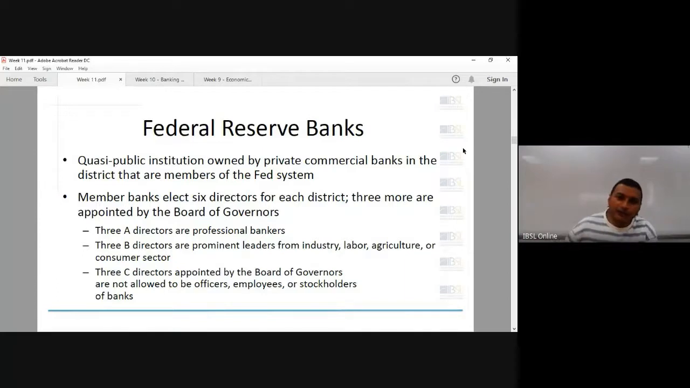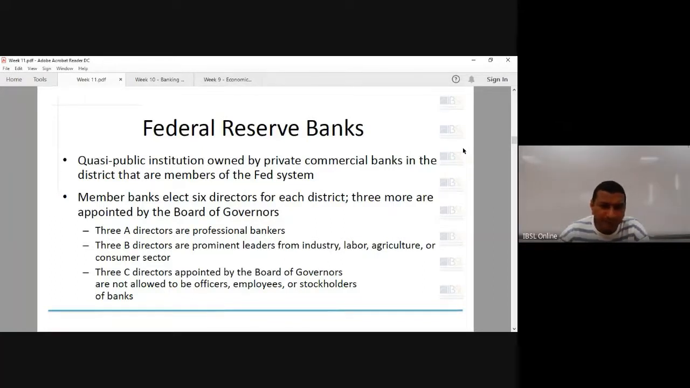Okay. And you see it's owned by private commercial banks in the district that are members of the Fed system. You have seen the district boundaries, red lines. So within that, you see the commercial banks in operation. They are the members and they are the owners of these Fed Reserve Banks for that particular district. And as we already know, these member banks select 6 directors for each Fed Reserve Bank for that particular district, and the balance 3 appointed by Board of Governors.